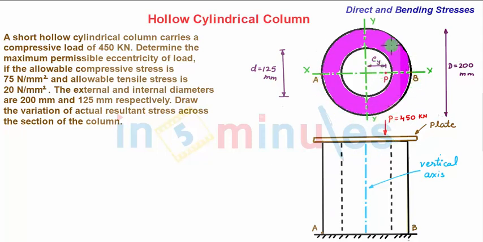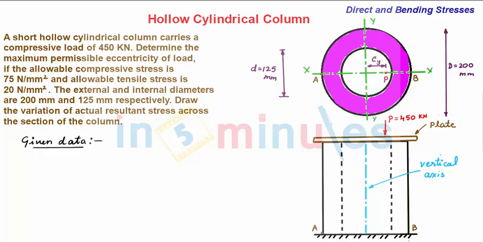Since our circular hollow cylindrical column is symmetric about any axis passing through the center, any load which is eccentric to both centroidal XX and YY axes could be oriented in such a way that it is along the XX axis and eccentric to only the centroidal YY axis. So our load is eccentric to the YY axis, at a distance of EY from the YY axis.